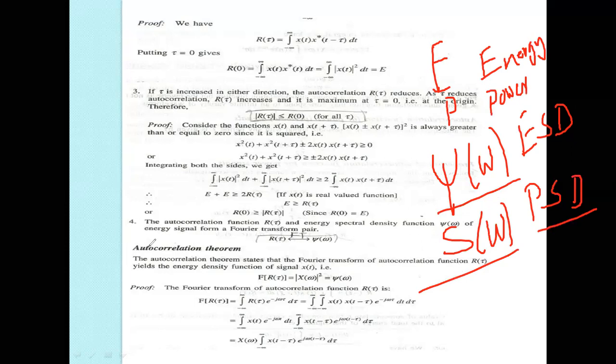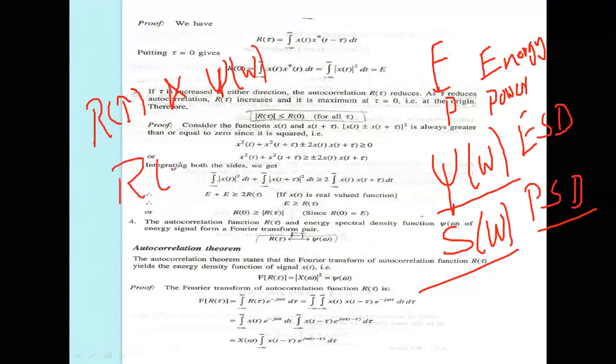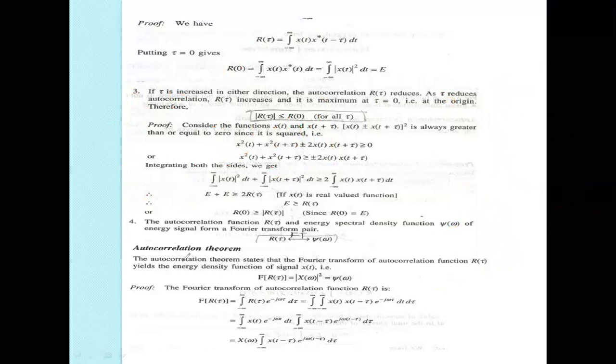Now, the fourth property says that there is a relation between autocorrelation and energy spectral density, psi of omega. What is that relation? A Fourier transformation relation. R of tau is a Fourier transformation of psi of omega. Psi of omega is in the frequency domain and R of tau is in the time domain. R of tau, the autocorrelation, has a Fourier transformation relation to psi of omega, or psi of omega is an inverse Fourier transformation of R of tau. That is nothing but the autocorrelation theorem.